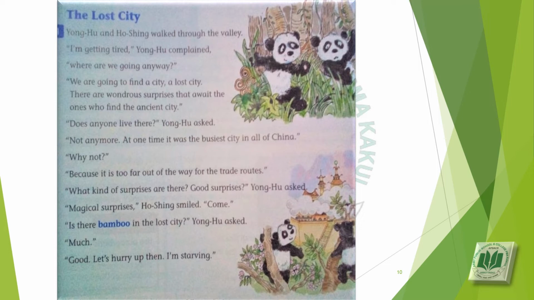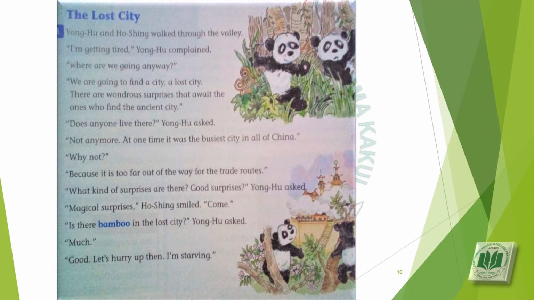The Lost City. Yong Hu and Hu Xing walked through the valley. "I'm getting tired," Yong Hu complained. "Where are we going anyway?" "We are going to find a city, a lost city. There are wondrous surprises that await the ones who find the ancient city." "Does anyone live there?" Yong Hu asked. "Not anymore. At one time, it was the busiest city in all of China." "Why not?" "Because it is too far out of the way for the trade routes."